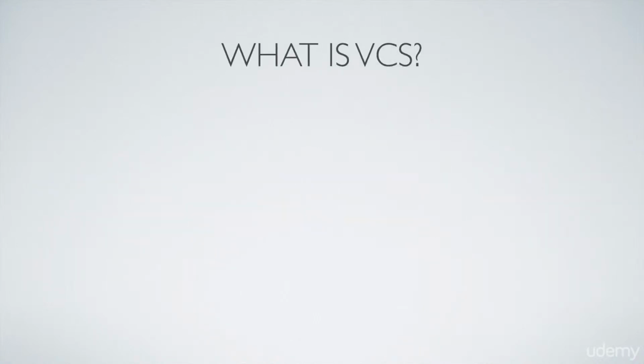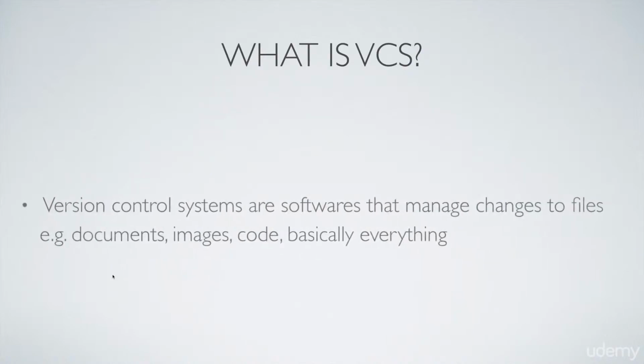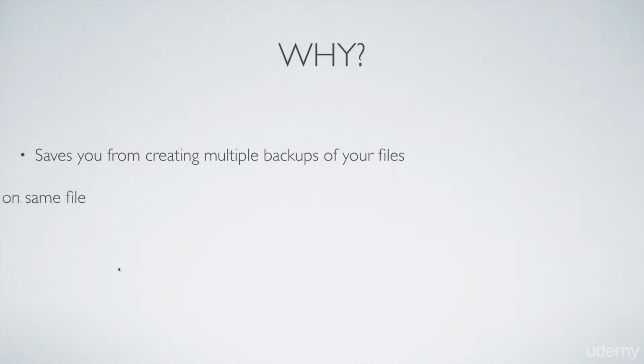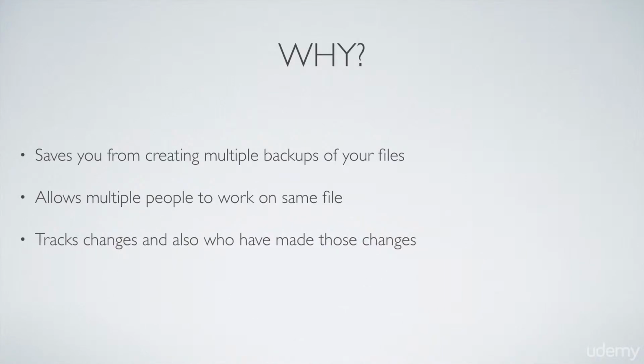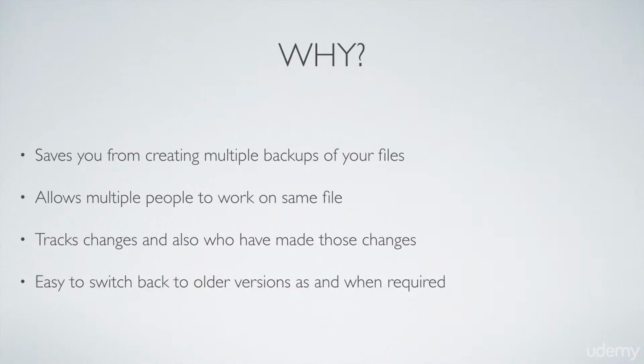So you see, a version control system is something that lets you manage changes to files, that is documents, images, code, basically everything. So the first question you ask is, why? Well, it saves you from the trouble that you saw earlier where you create multiple backups of your folders. It allows multiple people to work on the same file, and most importantly, it tracks changes and who made those changes. Now this is very important if you're working on a complex app in your Android Studio, and it is easy to switch back to older versions as you require. Makes you more productive.